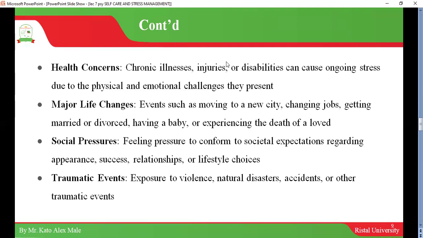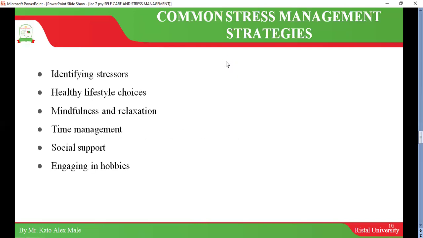Then traumatic events. You find exposure to violence, that is domestic violence or any other violence, workplace, public violence, you get it. Natural disasters, accidents, or other traumatic events, these are all sources of stress.